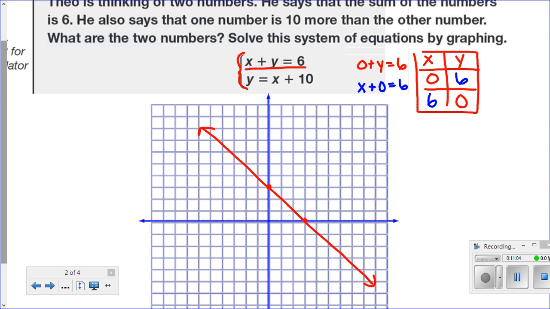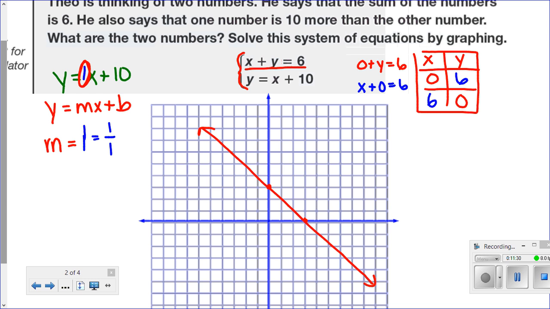When we go on to the next equation, you can see we have y equals x plus 10. This looks very similar to y equals mx plus b. So the first thing you should do is pick out your m. What's in front of that x? Well, whenever there isn't anything in front of your x, we're going to call that a 1. So 1, which would equal 1 over 1, is your slope.